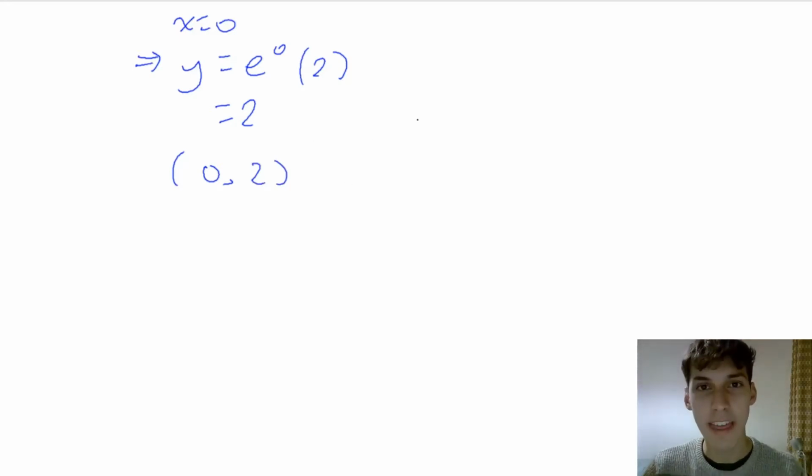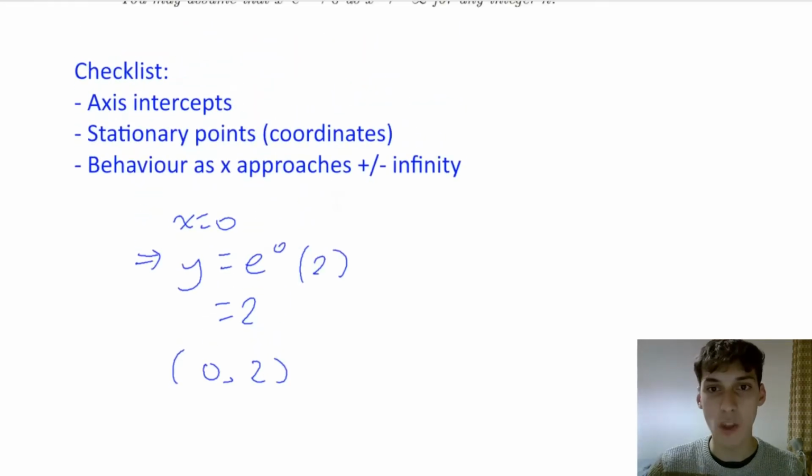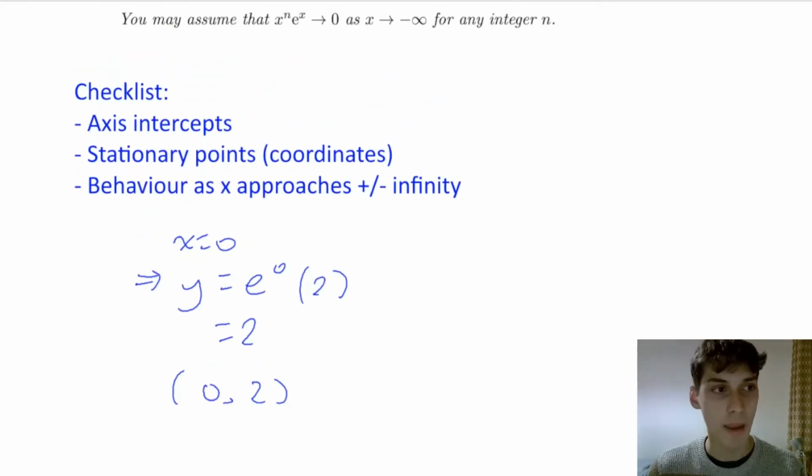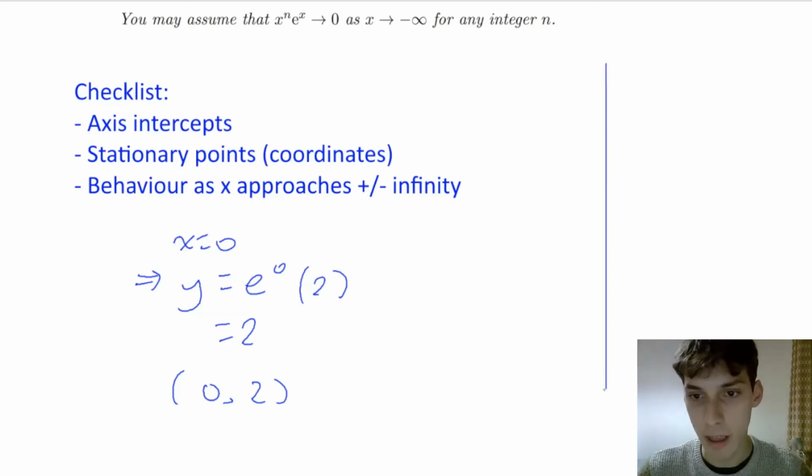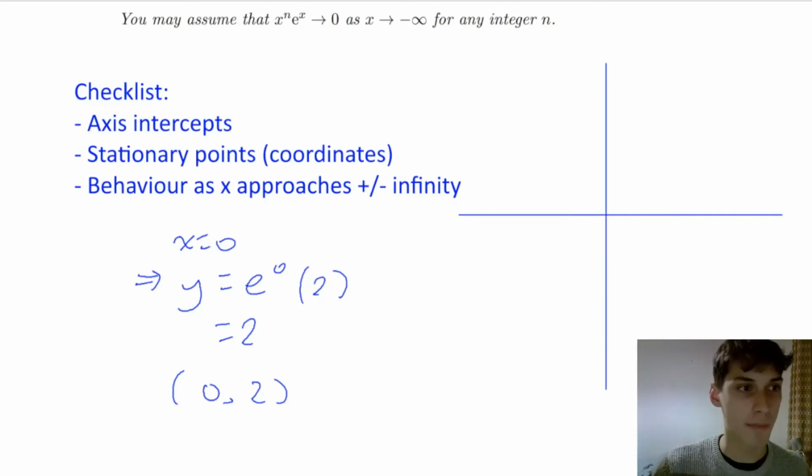And actually, I think it's worth putting as many of these on the graph as soon as possible. So I'm just going to draw some axes very quickly and mark this point on the graph. So 0 in the x, 2 in the y. Just so I don't have to scroll back and check the information again, so it's all there in one place. That helps me stay on top of things while graph sketching.